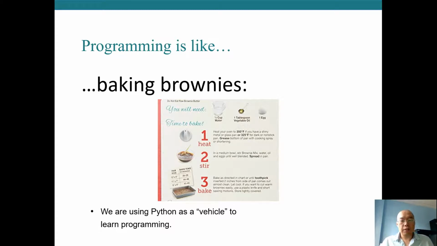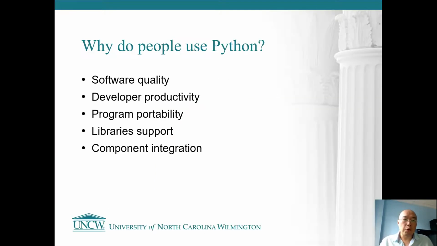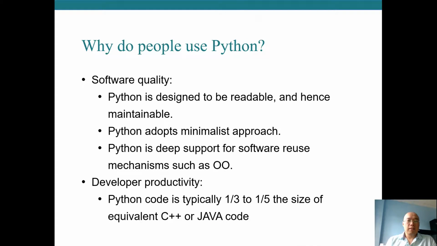And in this class, we are going to use Python, but Python is just a vehicle for us to learn programming. Okay, so why do we use Python? Well, Python has a lot of very strong points: software quality, developer productivity, portability, library support, and integration. For software quality, Python is a really readable programming language. I know probably more than half a dozen programming languages, and I would say Python and Ruby are really readable.